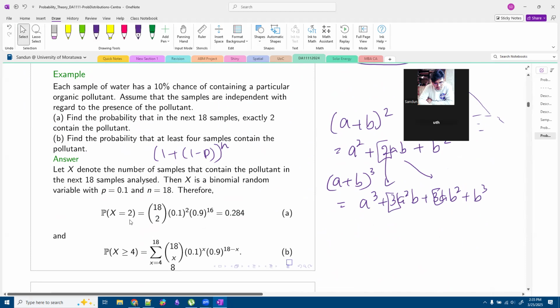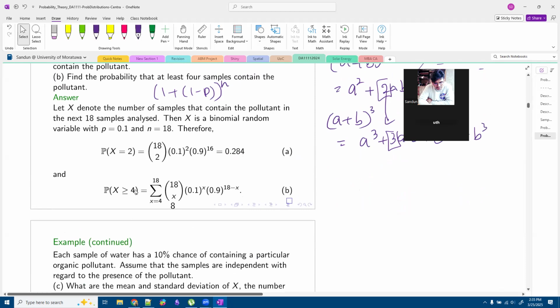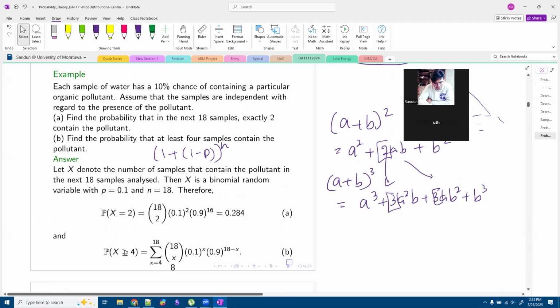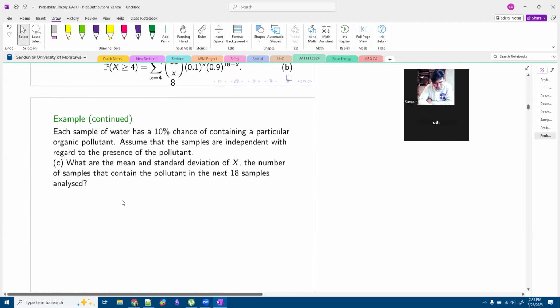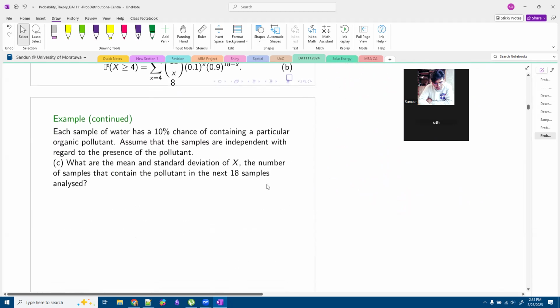So the question B: find the probability that at least 4 samples contain the pollutant. It's straightforward. If it is at least 4, you take greater than or equal to 4. Also, you can take less than 4 and do 1 minus that. That will give you the same answer. Each sample of water has a 10% chance of containing a particular pollutant. We assume that the samples are independent with regard to the presence of the pollutant. What are the mean and standard deviation of X?